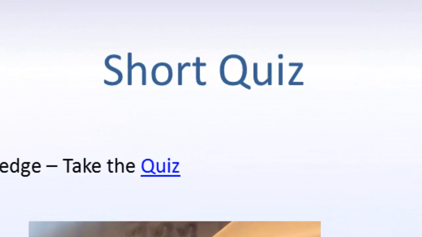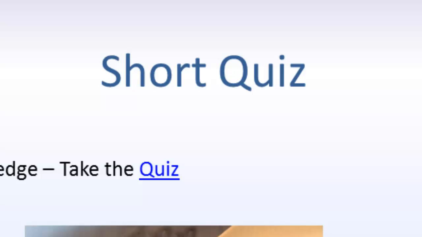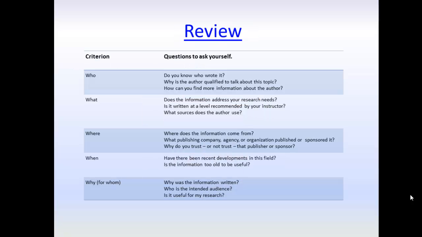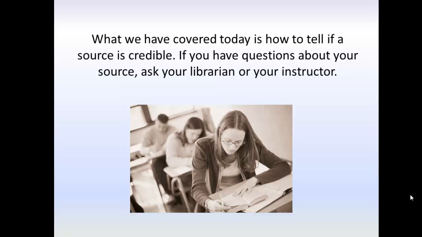Now that we have gone over the steps on how to determine if your source is credible, test your knowledge and take the quiz by clicking the link. In this tutorial, we have discussed the criteria for evaluating your source. You should now be able to tell whether the information you have will work for your assignment. To review this information, click on Review to print out this list of criteria. Remember, ask the questions who, what, when, where, and why. What we have covered today is how to tell if your source is credible. If you have questions about your source, ask your librarian or instructor.